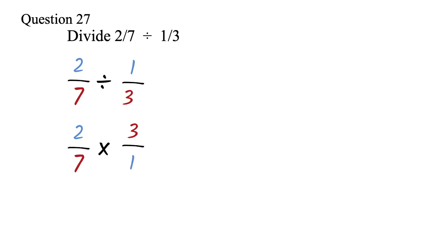We will multiply the numerators, 2 times 3 to get 6. Then we will multiply the denominators, 7 times 1 to get 7. So our final answer is 6 over 7.